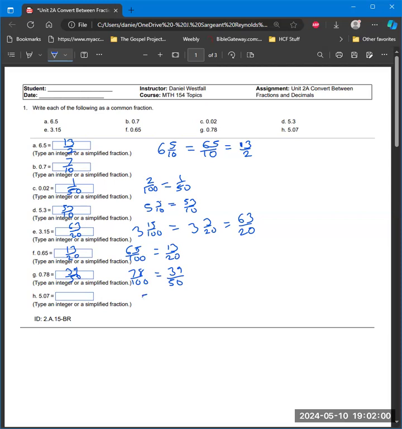And then we have a 5 and 7/100ths, which is 507/100.